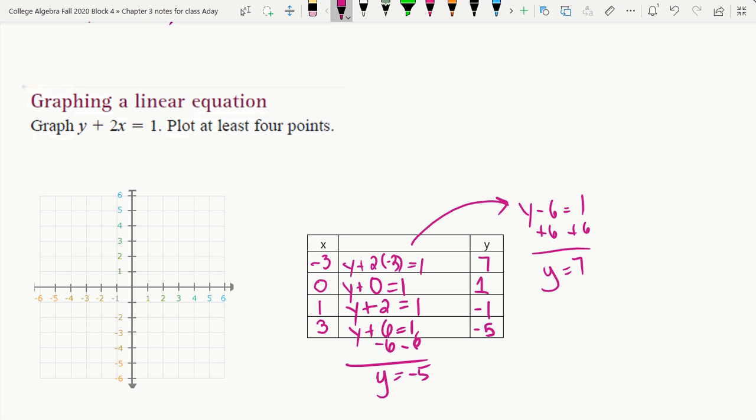So when you plot those points, we go back 3, up 7. So that point we'll have to put up here. 0 is 1. 1 is -1. And 3 goes to -5. And draw a line. So there are my 4 points on that line.